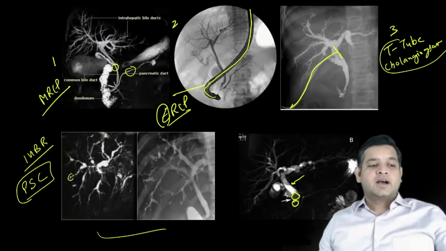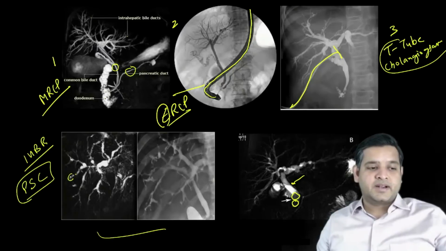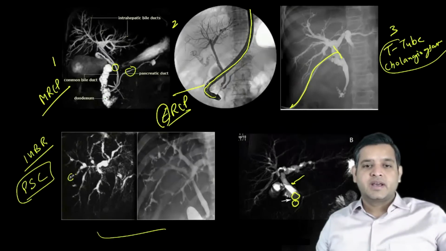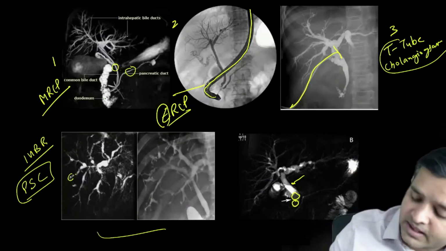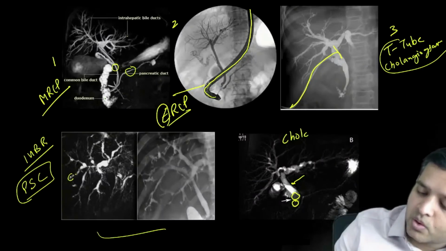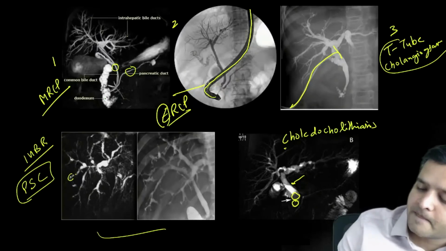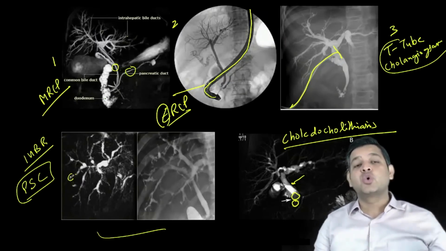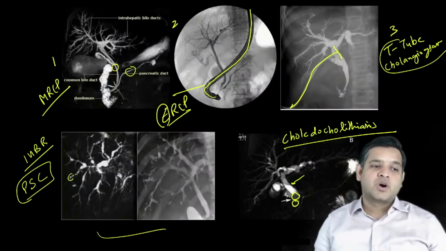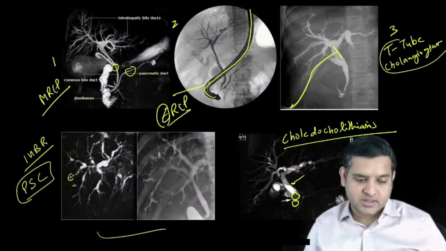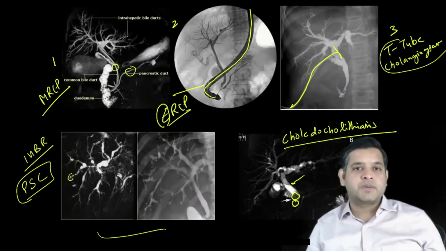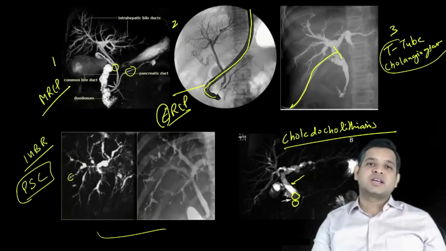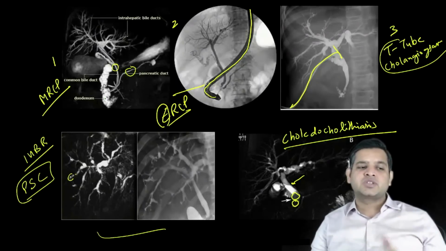Whereas in this case you are seeing a dilated CBD with filling defect in the lower end of the CBD, and this is choledocholithiasis. What is choledocholithiasis? Stone in the CBD. So that's an image of choledocholithiasis. Okay. So MRCP, ERCP, T-tube cholangiogram, choledocholithiasis, these are the must. Primary sclerosing cholangitis is optional.